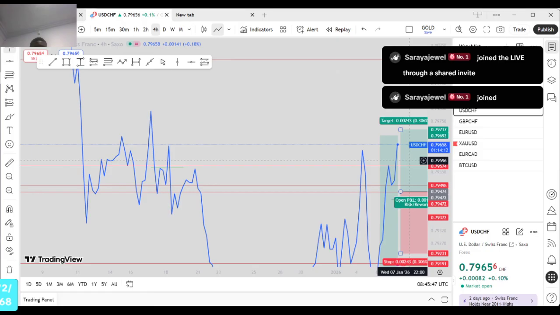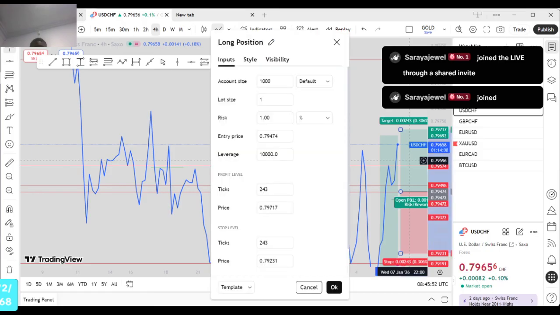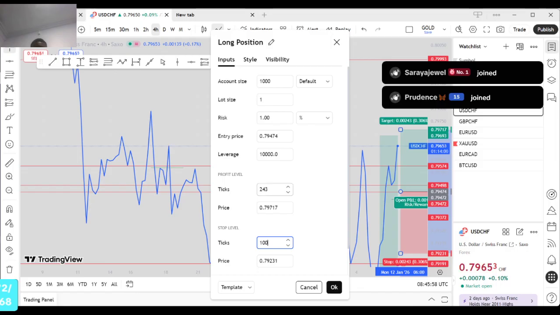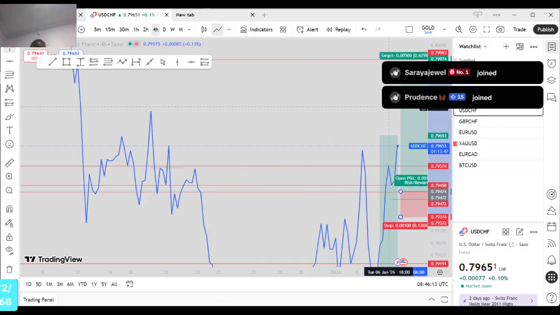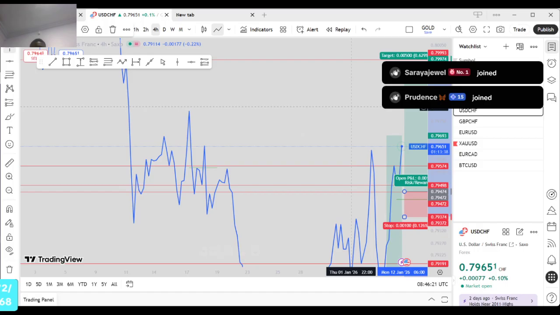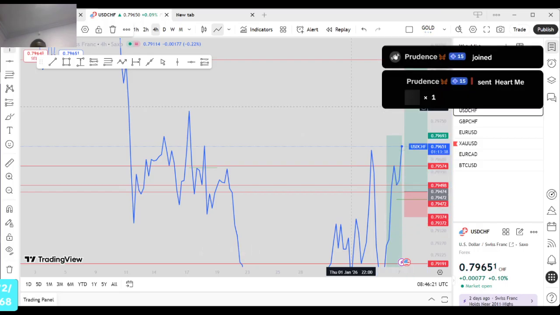Let's make it 10 pips. So let's go 100, and then I normally do 1 to 5. So you can do yours 1 to 4. That's 500, 1 to 5. Okay, and then we allow price to come to this level. So this is a setup, and let's see what happens later.